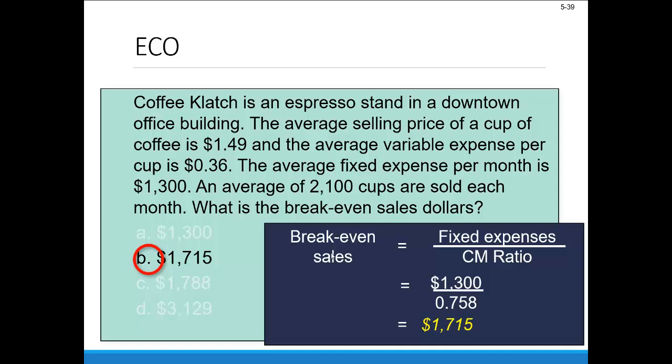If we were trying to find break even in cups of coffee, we'd take the same $1,300 in fixed expenses and divide by the $1.13 in unit CM per cup. That's the $1.49 selling price minus the 36 cents in variable expenses.